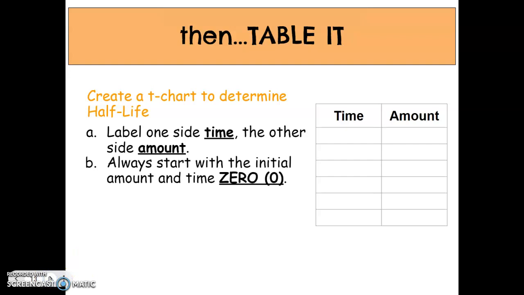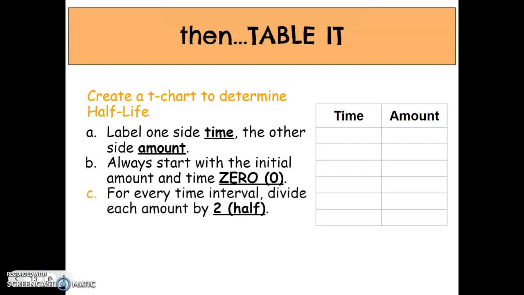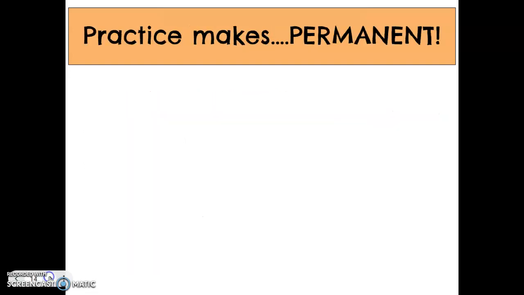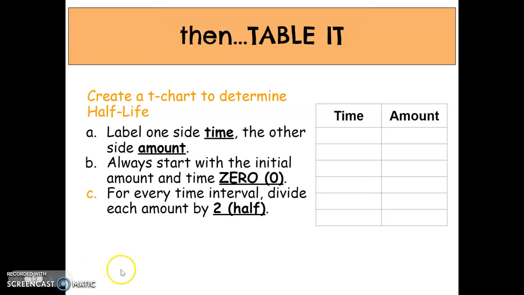The initial start time is always 0, okay? Because we're starting with 100% of our sample, and our 0 is our initial time, because we're always starting at 0. For every time interval, we're going to divide each amount by 2, because it's being halved. Okay? And that's it. Sorry, I thought there was one more. So, label time and amount starting at 0, so we'll always put a 0 here, and we'll always put the amount that we start with.